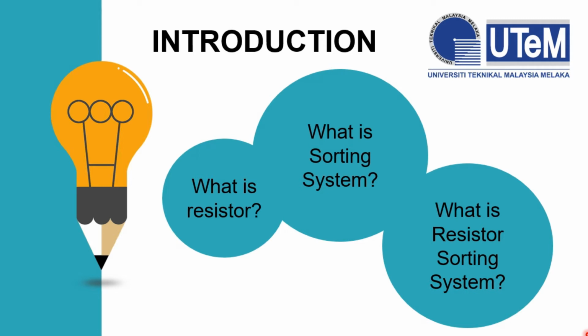What is a sorting system? Sorting is any process of arranging items in some sequence or in different sets. It has two common distinct meanings such as ordering and categorizing. A sorting system is a system to sort goods to reduce human energy and time. Next, what is a resistor sorting system? Basically, this system functions to sort resistors in an orderly manner so that the resistors will be sorted based on the value of the resistor.